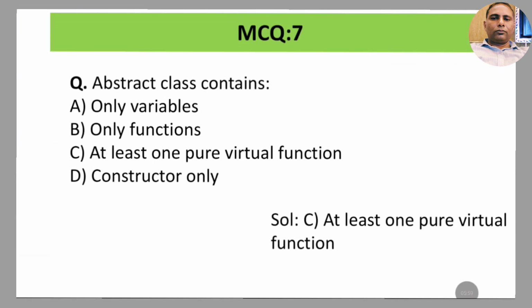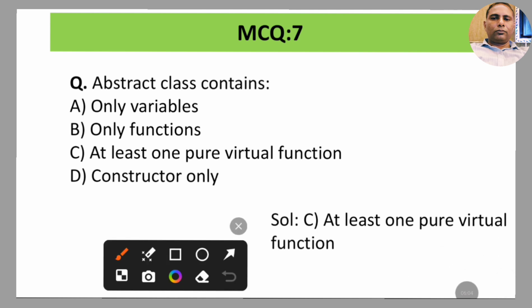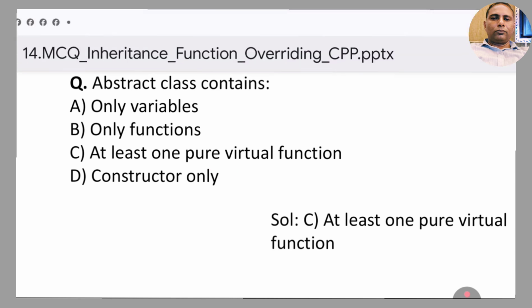Now, MCQ 7: the question is, what does an abstract class contain? The options are: only variables, only functions, at least one pure virtual function, constructor only. We have discussed during lecture 13 of this lecture series that in case of an abstract class, at least one pure virtual function should be there. So option C is the correct answer for this question.